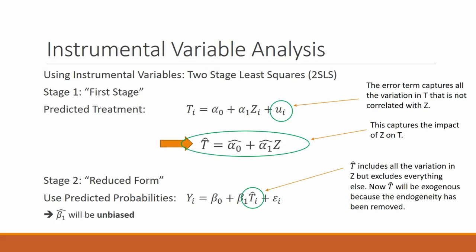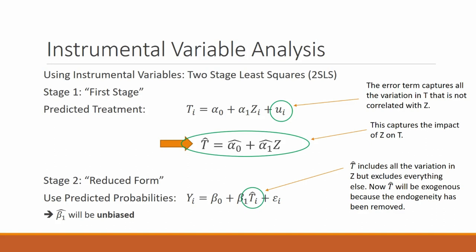All right, so let me try to give a little bit deeper intuition here. From the first stage, what we're doing is we're regressing the treatment variable on Z, the instrumental variable. In this regression, the error term captures all the variation in T that is not correlated with Z. That's a good thing. So when we predict T, we're throwing away all the variation in T that is not correlated with Z. We're basically creating an exogenous treatment variable. We're using Z to create an exogenous treatment variable. Remember, Z is exogenous. It's independent. It's not correlated with other things. T is. That's our problem.